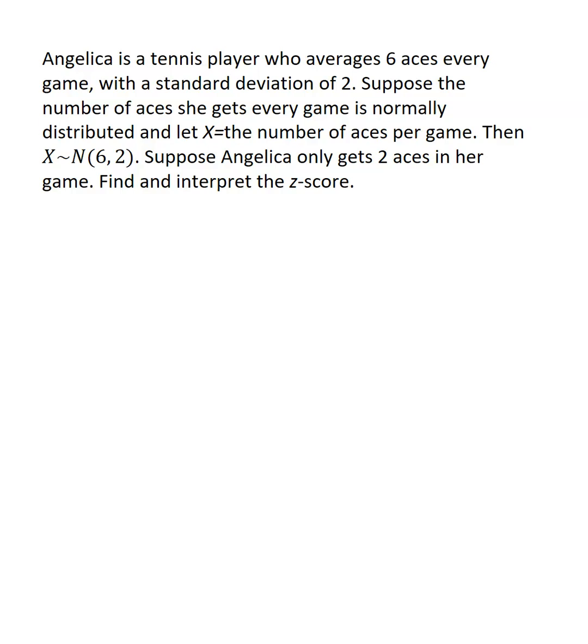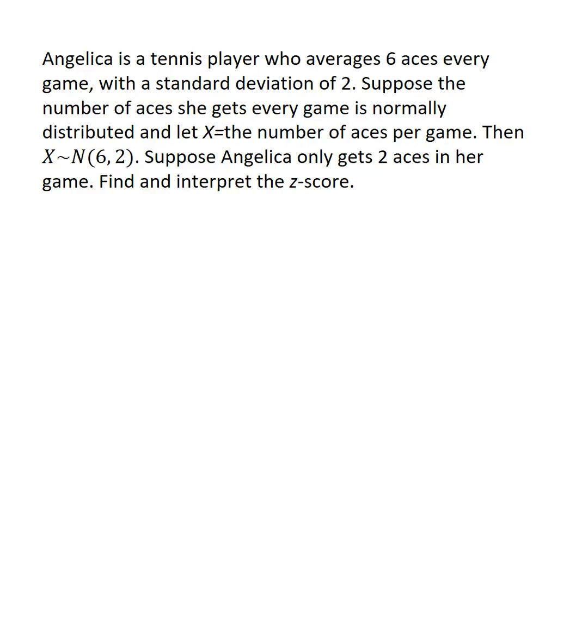Here we go. Angelica is a tennis player who averages 6 aces every game with a standard deviation of 2. Suppose the number of aces she gets every game is normally distributed, and let x be the number of aces per game. Then x is normally distributed with 6, 2. Suppose Angelica only gets 2 aces in her game. Find and interpret the z-score.